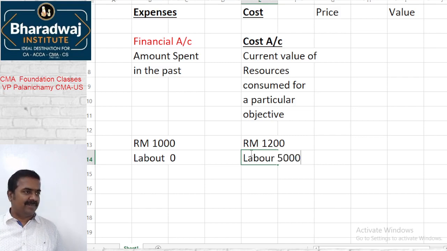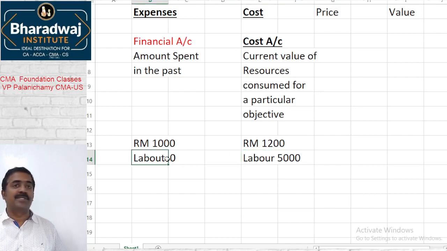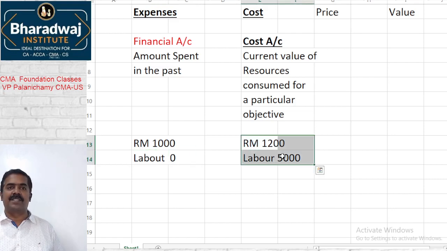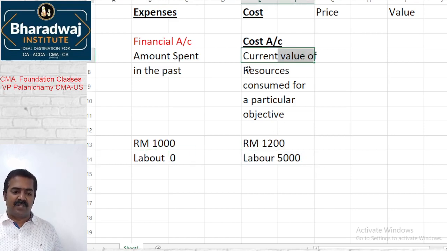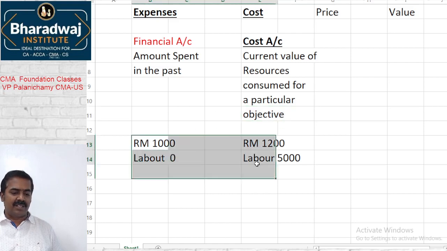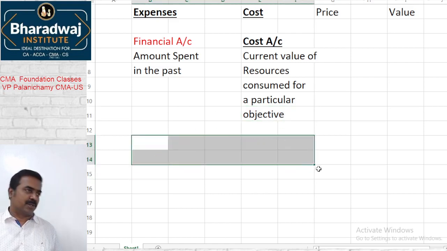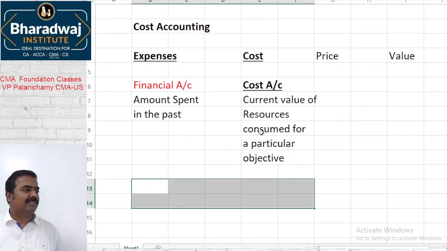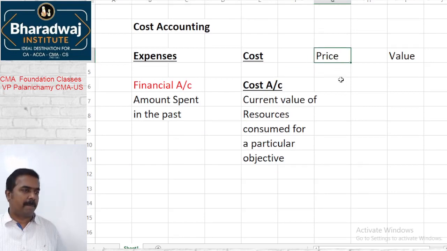Do I pay this cost to somebody? No, it is for myself. For myself in financial accounts, I don't charge anything because I don't pay. But in costing, I will put labor cost at 5,000, because that is the value of my time consumed for the objective of interior decoration. Clear? So cost is more to do with value of resources consumed.